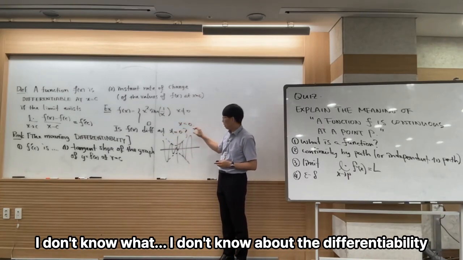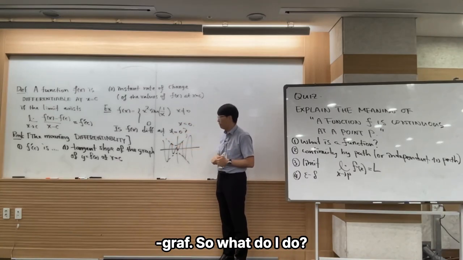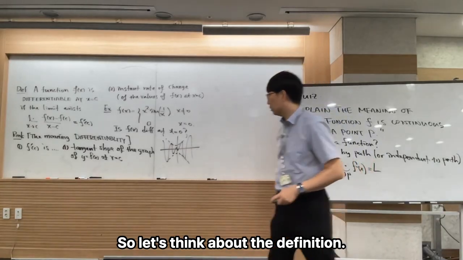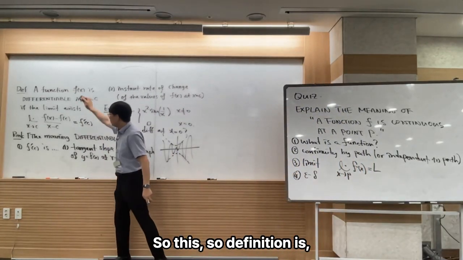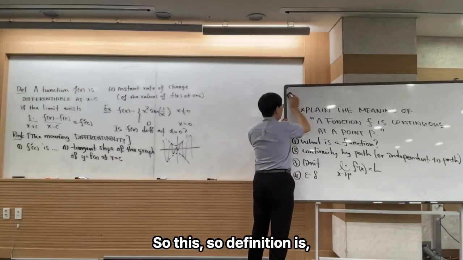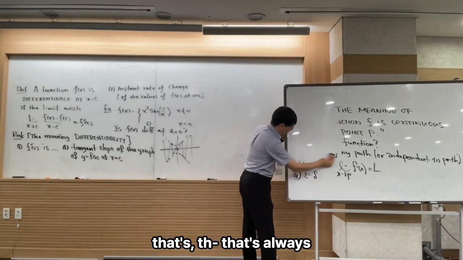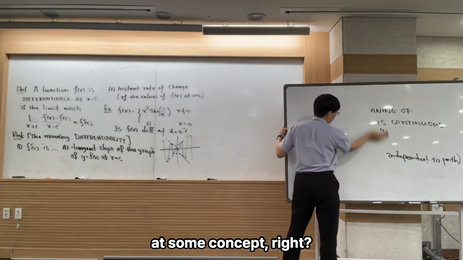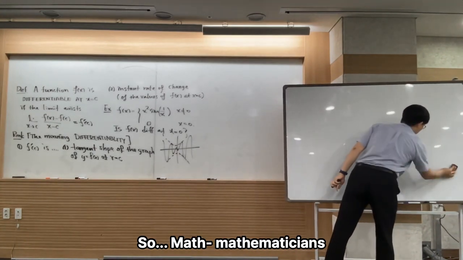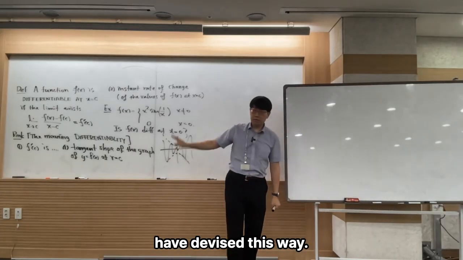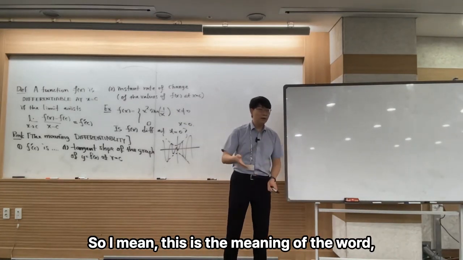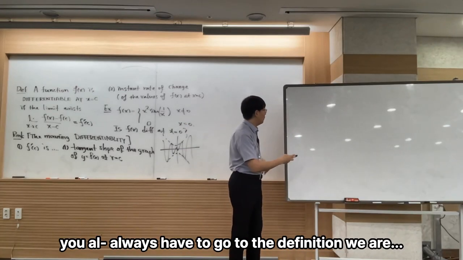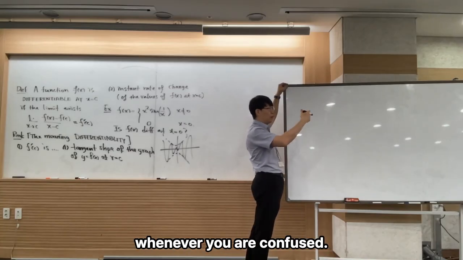I don't know about the differentiability by looking at the graph. So what do I need to do? I need to go to the definition, right? So let's think about the definition. Whenever you are stuck at some concept, you always have something to consult. Mathematicians have devised this way. This is the meaning of the mathematical word differentiability. So like a dictionary, you always have to go to the definition whenever you are confused.